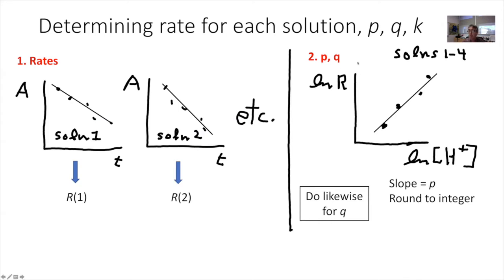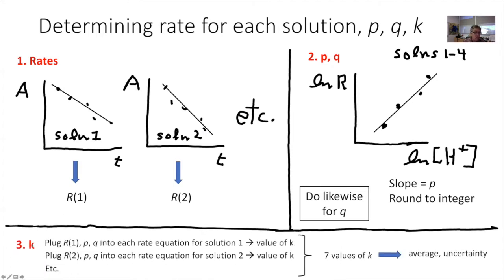So in step 2, you will plot the log of the rate versus the log of the hydrogen ion concentration, and the slope then gives you P. Now, because of scatter in your data, your P may turn out not to be an integer, but we are making the assumption that the actual P is an integer, and so you should round whatever number you get to the nearest integer. To the extent to which this is not an integer represents experimental error. Then you do the same kind of thing for Q, only you'll consider the solutions in which the hydrogen ion concentration is held constant.